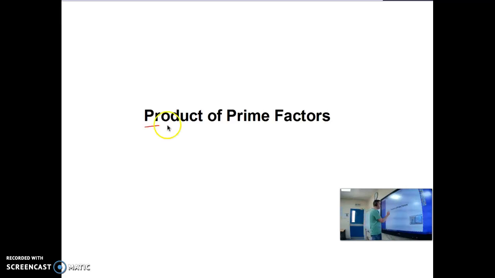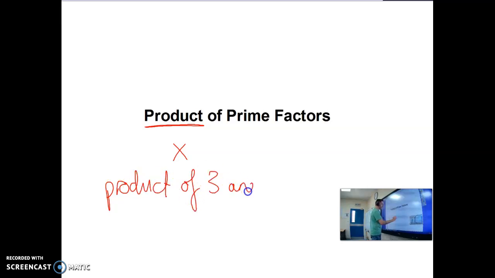So product in mathematics means multiplication. For example, the product of 3 and 4 is 12. Okay, the product means multiplication, the result of multiplication.